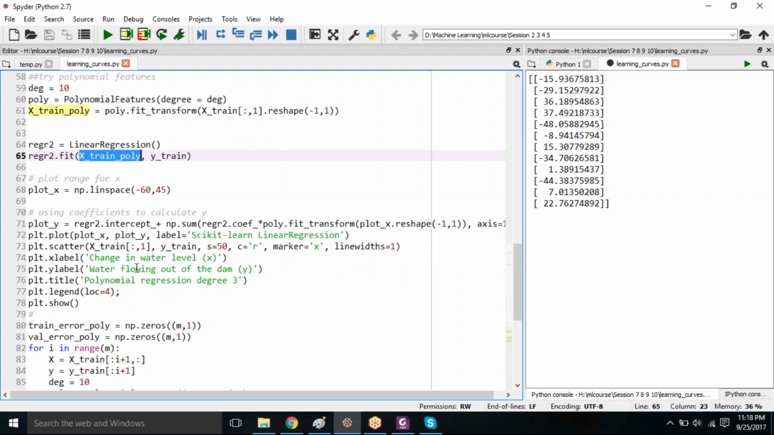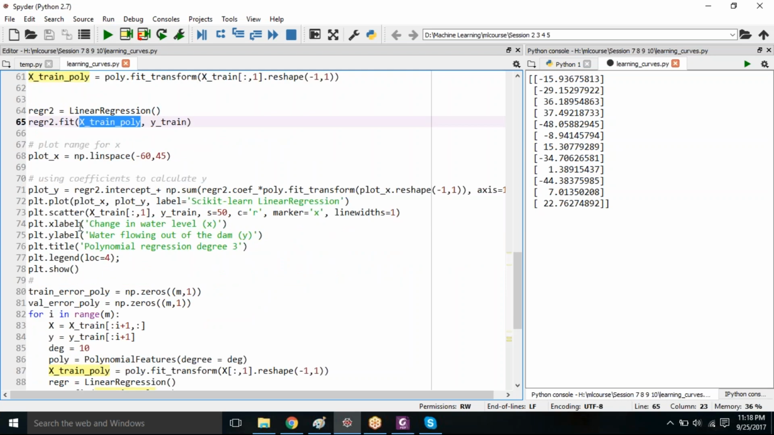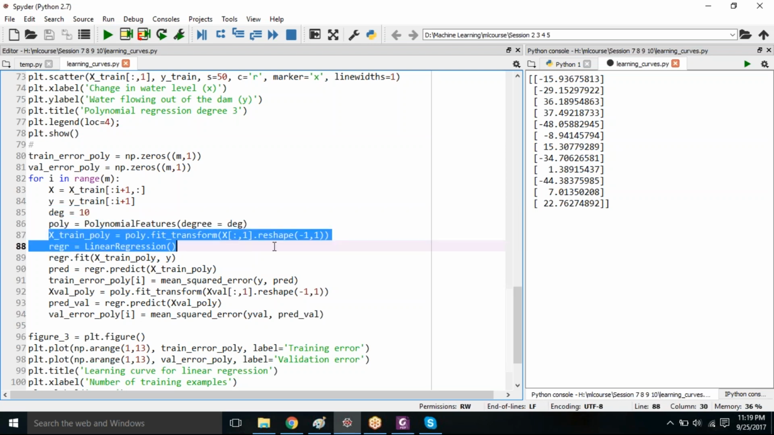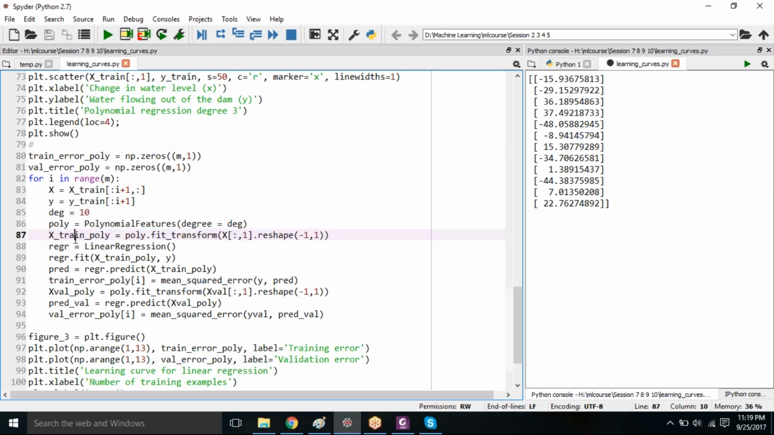So then again, this is the plotting part, scattering, and the same thing has been done here again when I am doing it for 12 number of times in iteration in order to plot the fourth diagram. Again you see, I have taken degree 10, again I am first creating the polynomial features with this in the loop, and then I am passing this x-train poly in here, and then I am predicting through the x-train poly on the training data, and then mean squared error.